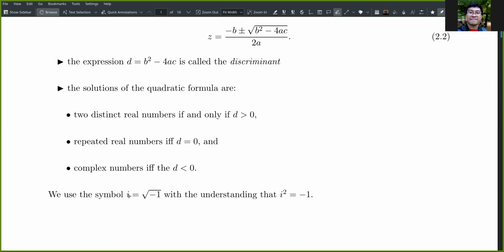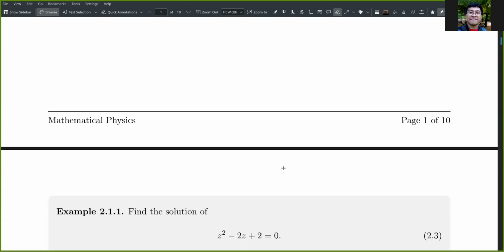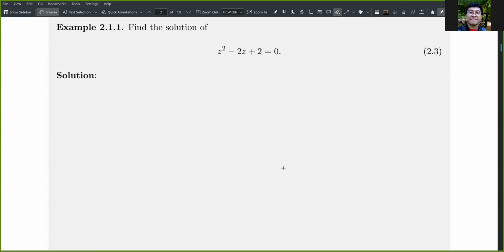We use the symbol i if we have the third classification here, where the discriminant is less than 0, containing a factor of minus 1. So i squared is equal to minus 1. For example, we find the solution of z squared minus 2z plus 2 equals 0.